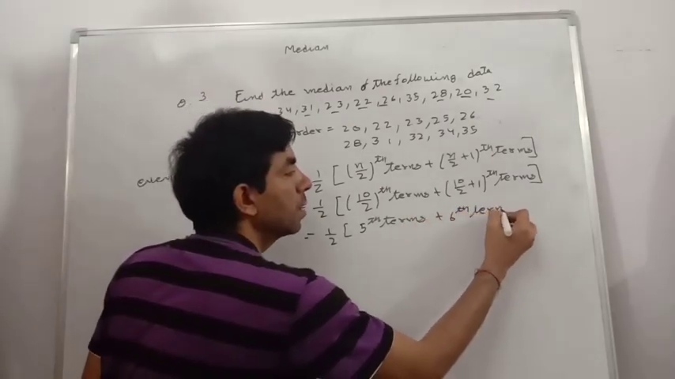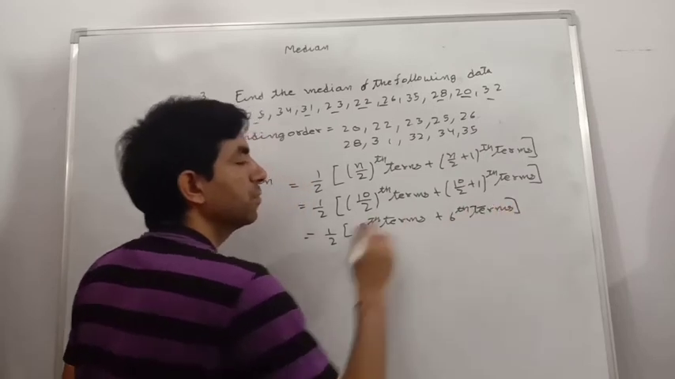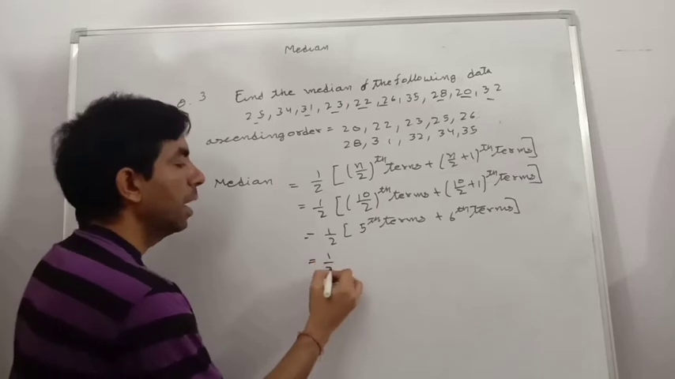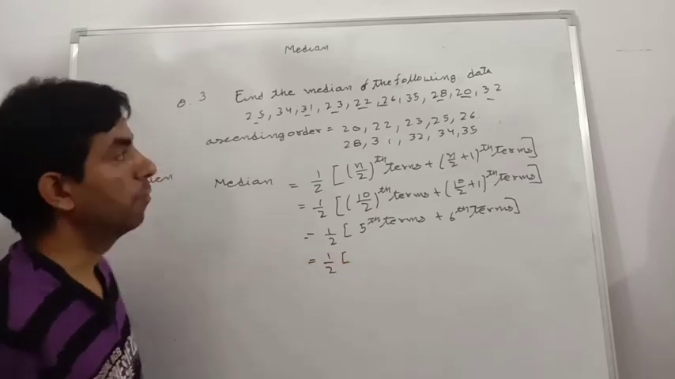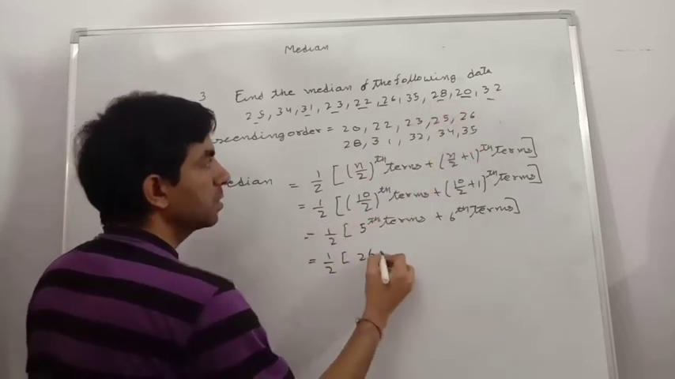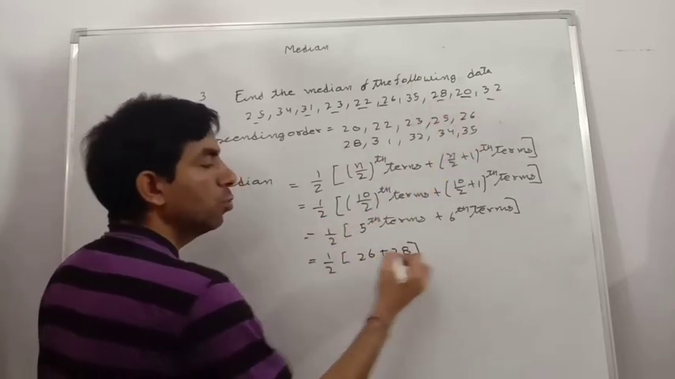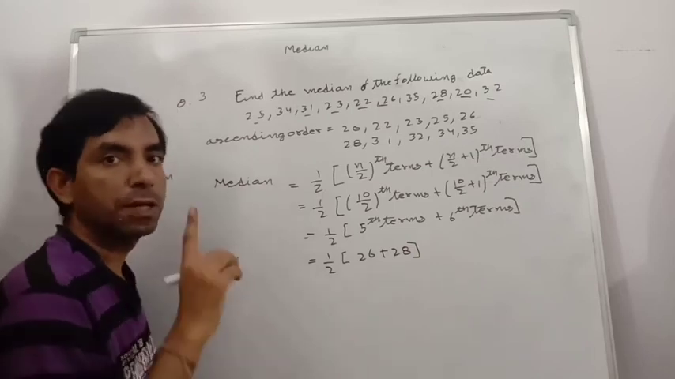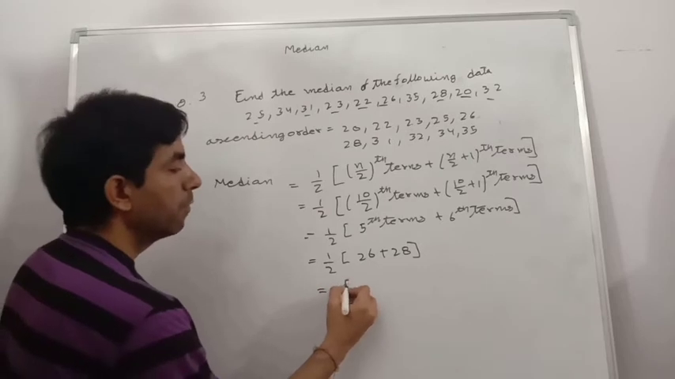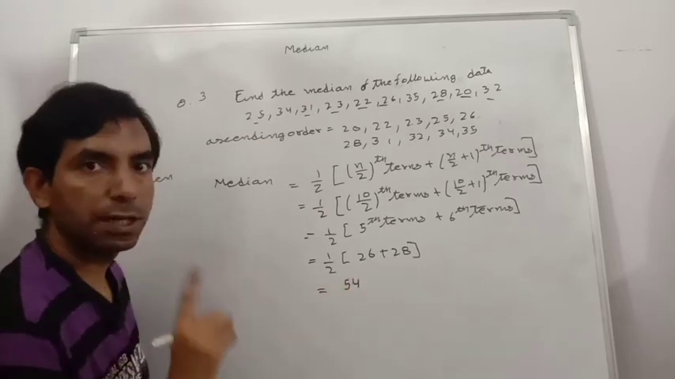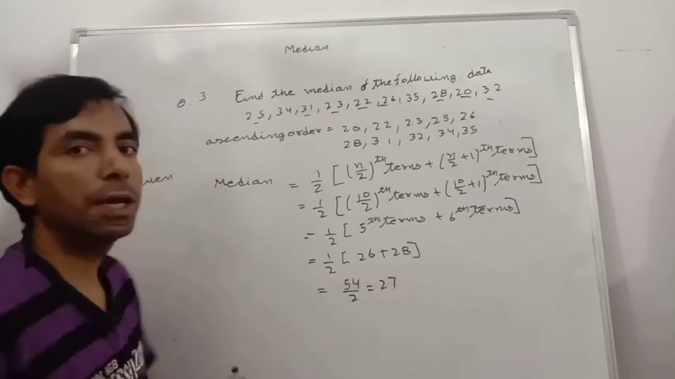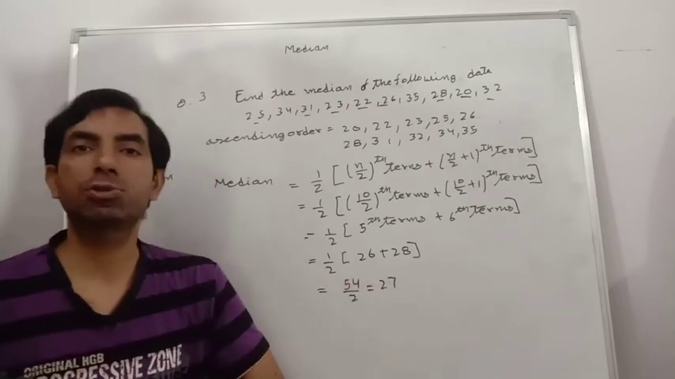These terms are continuous: fifth term, sixth term, 7th, 8th, 9th, 10th. Just like this. Now first we put the value. What is the fifth term? 1, 2, 3, 4, 5: 26. And the sixth term is 28. So add both terms. 26 plus 28 is 54. Divided by 2, the answer is 27. Here we get the median is 27.